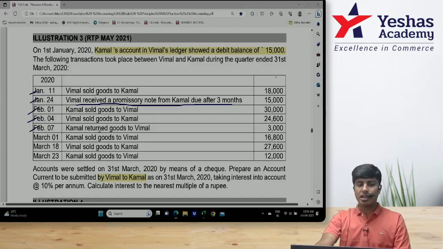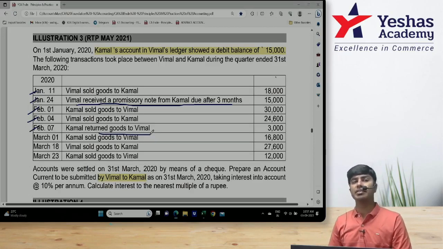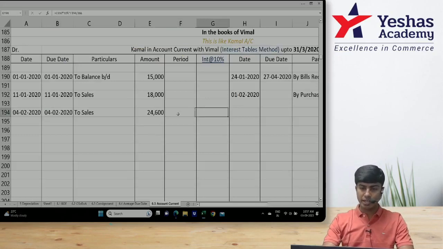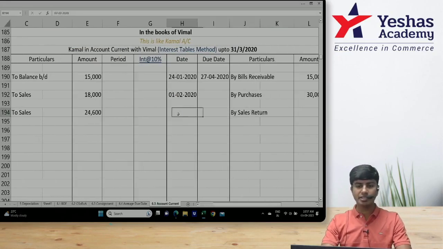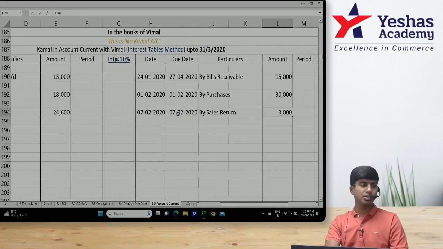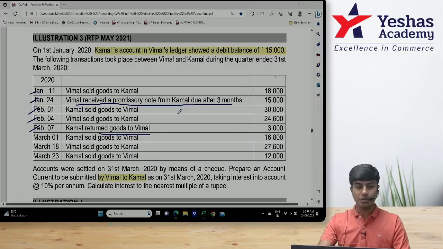7th of February, Kamal returned goods. So we are Vimal, and we're receiving the goods back. For us, it is sales return. Entry will be sales return account debit to Kamal. So in Kamal account, I'll write by sales return, 7th of February. Nothing mentioned, so the date is 7th of February. Amount is 3,000. Clear? Very good. What's after this?